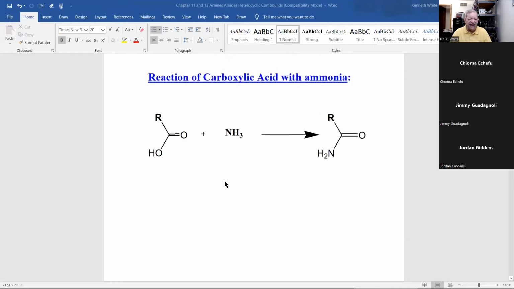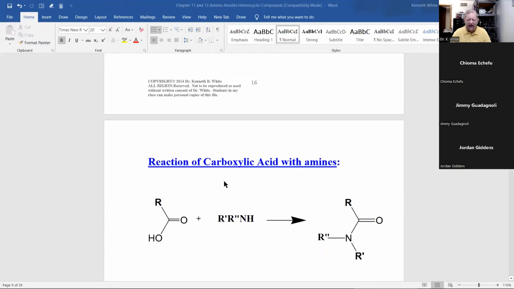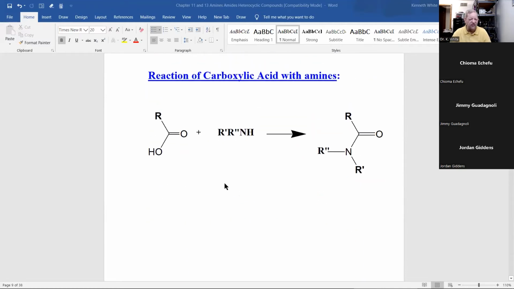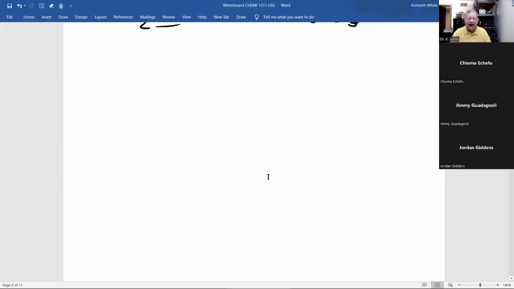Now, how do you make an amide? I have this slide. Let's go to the next one. And I'm going to change this slightly, and you'll see this will make your life easier, which is a good thing. How do you make an amide? You start out with a carboxylic acid plus an amine or ammonia.